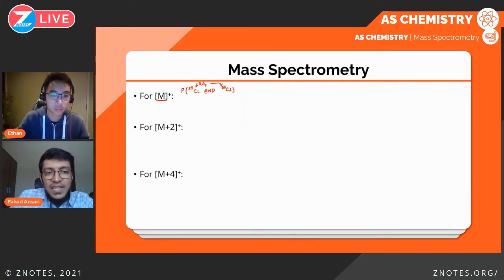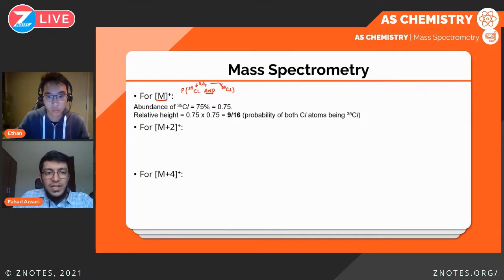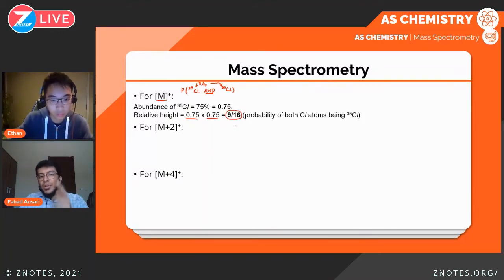And whenever we have an "and" coming up in a probability statement, that means we multiply the probabilities of the individual events. So over here, I have multiplied 0.75 times 0.75. That gives me 9 divided by 16. That's the probability of both chlorine atoms being of the chlorine 35 isotope.